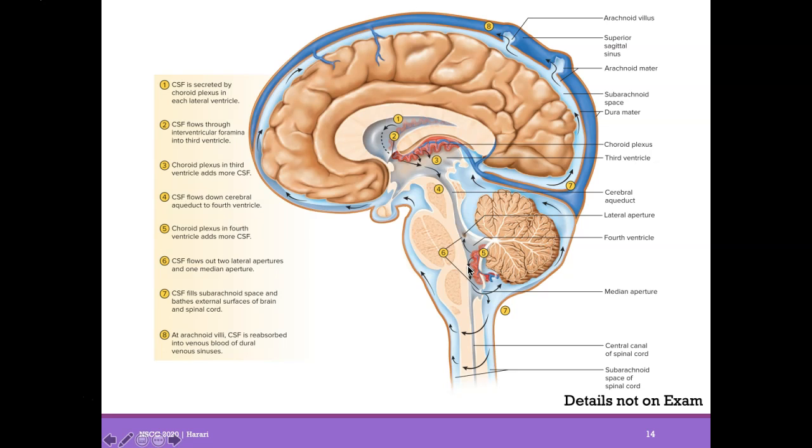And then it goes through 2 apertures, which are just fancy words for spaces. So it goes through these 2 little spaces, where it could then fill the subarachnoid space and nourish the entirety of the brain. And then there are special places called arachnoid villi, where the CSF is reabsorbed into the venous blood, and it could be returned to the heart and, again, reestablish the right balance of blood plasma.